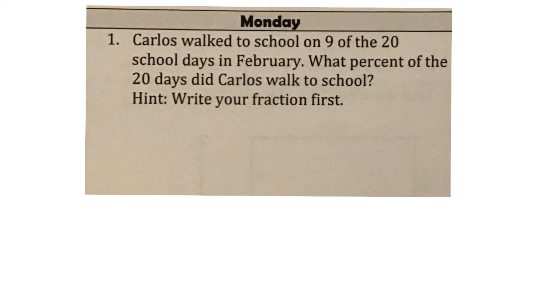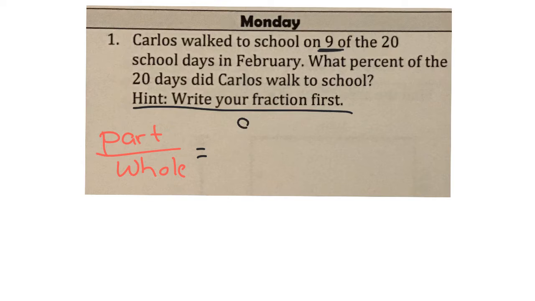So the first thing is, I gave you a hint. It says write your fraction first. Well, a fraction is part to a whole amount. So in this question, I can see that he walked to school 9, which is a part of the 20 days. So 9 out of 20.